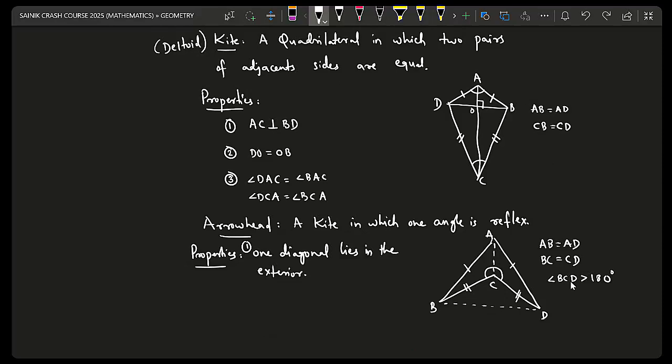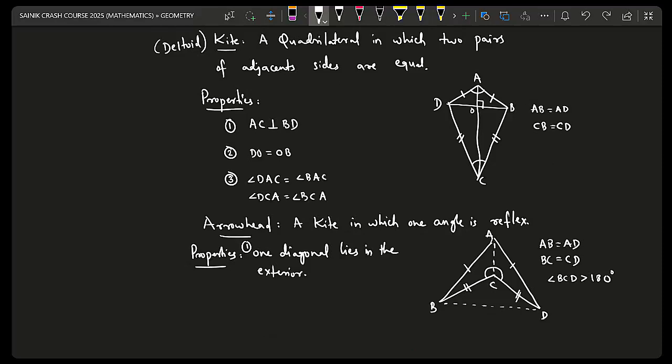And one more condition is that one angle should be more than 180 degrees. Your angle BCD is more than 180 degrees or not? Yes, sir. So that means it is satisfying all the conditions in the definition. That is, two pairs of adjacent sides are equal and one angle is reflex, then it is called an arrowhead. Only in this type of quadrilateral, we have one diagonal lying in the exterior. If one angle is more than 180 degrees, definitely one diagonal goes to the exterior.